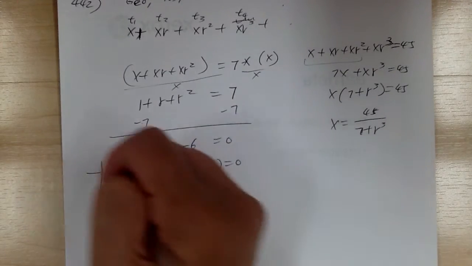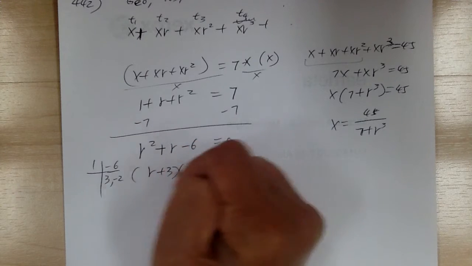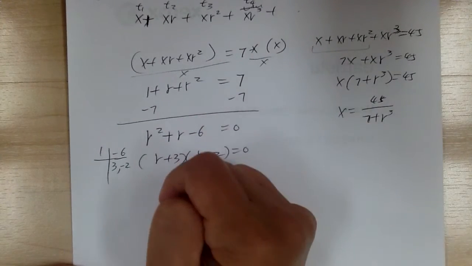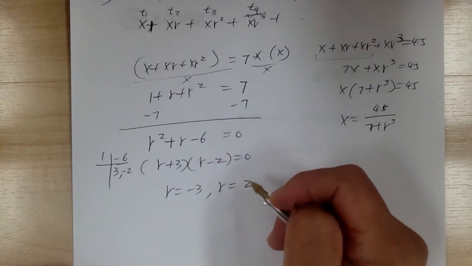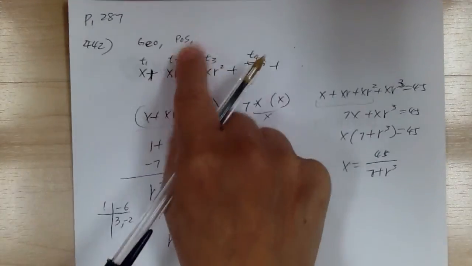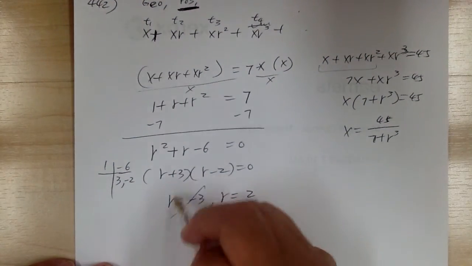And I can get your master product. So you're going to get 3, negative 2. So you got r plus 3, r minus 2. So from here you're going to get r equal to negative 3, r equal to 2. Okay, but this is no good because remember all the integers are positive, right? So this will give us negative numbers, so this one is no good.